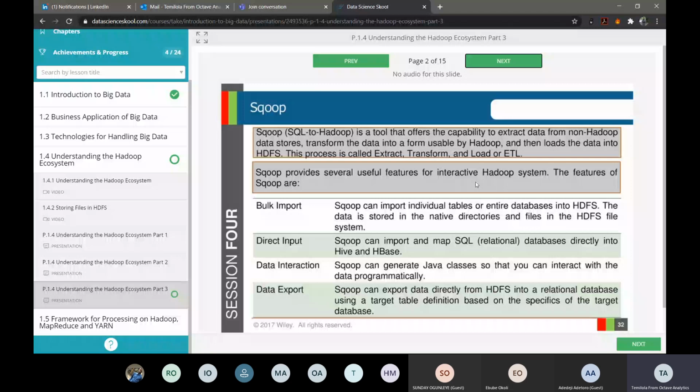Sqoop provides several useful features for interacting with the Hadoop system. The features of Sqoop are you can do bulk import, you can do direct input, so you can import and map SQL databases directly into Hive and HBase. So meaning you can run your HBase and Hive together, all thanks to Sqoop. Then you can do data interaction, data export, on and on like that.